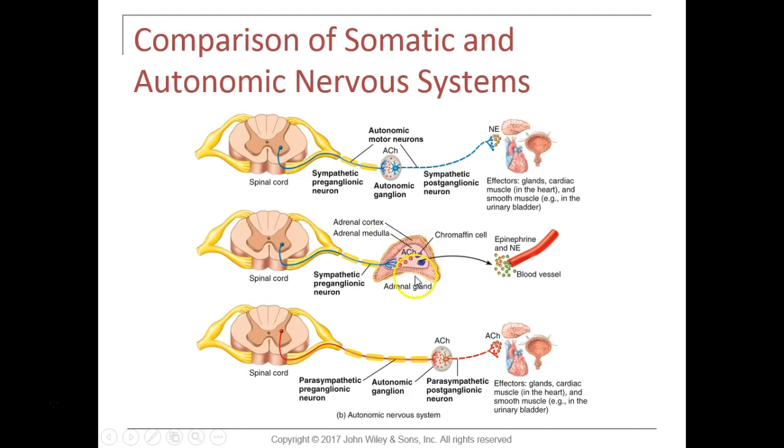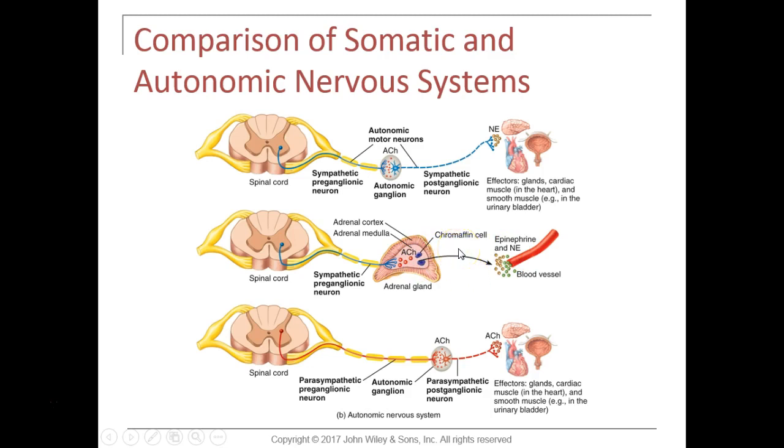So the adrenal glands lie on top of our kidneys. There are two major parts to it. There's an adrenal cortex on the outer part of the gland and the adrenal medulla in the middle. The adrenal medulla contains cells called chromaffin cells, right here. And when they receive acetylcholine from the preganglionic neuron in the sympathetic nervous system, the chromaffin cells then release epinephrine and norepinephrine into the blood.